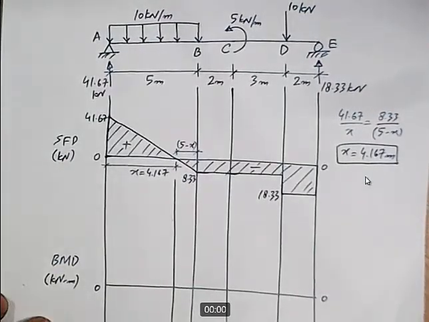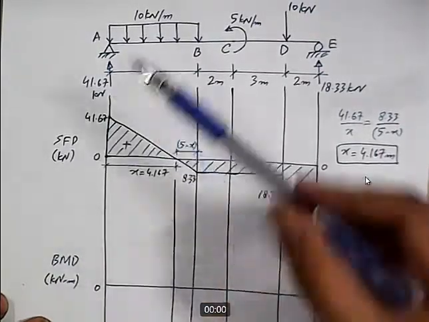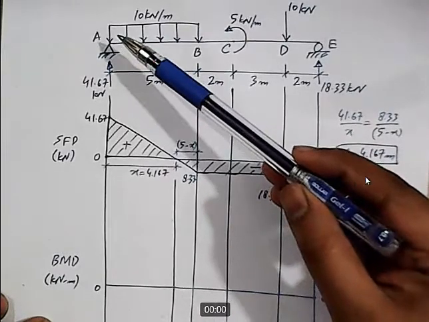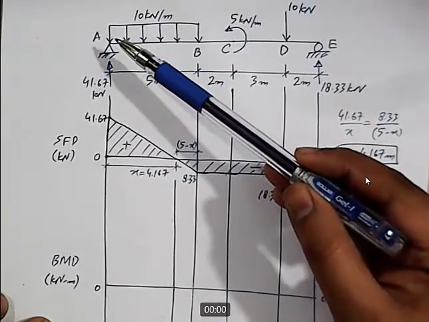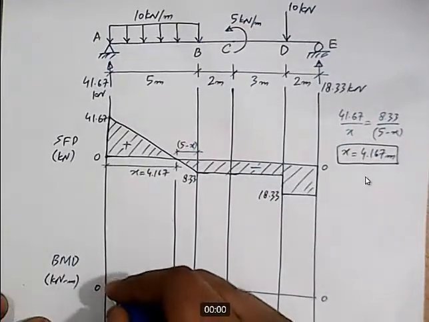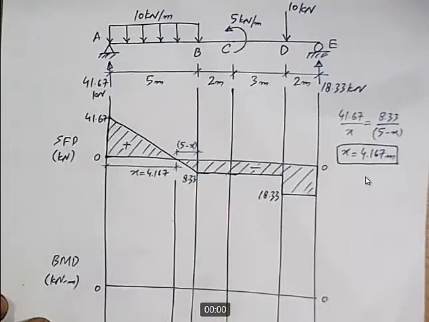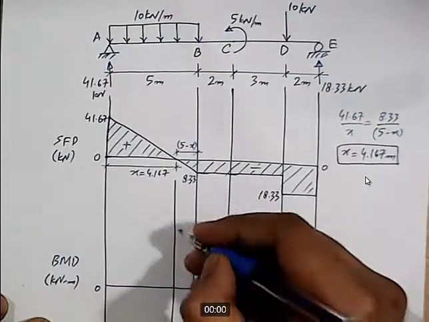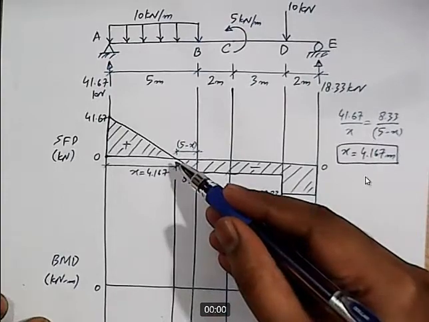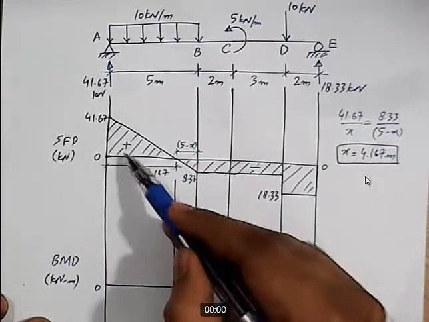For the bending moment diagram, when we start from support A, we can see that at support A we have a hinge support and there is no externally applied moment. So the moment at support A will be equal to 0. So we'll start from this point, and then in order to get the value of bending moment at the point of zero shear, we will have to consider this positive area.